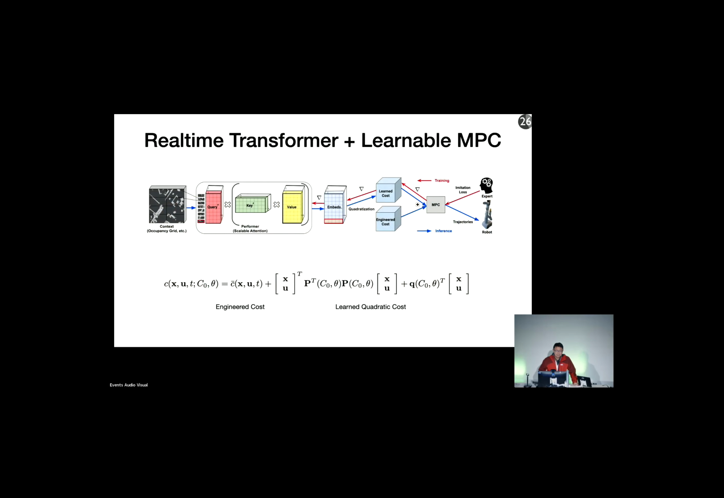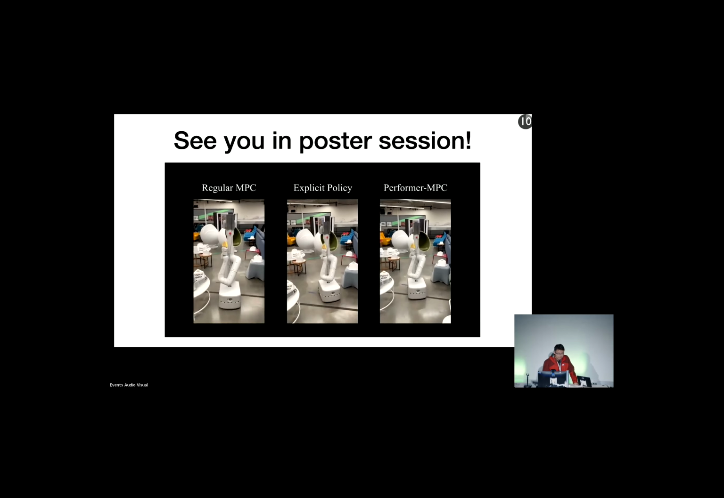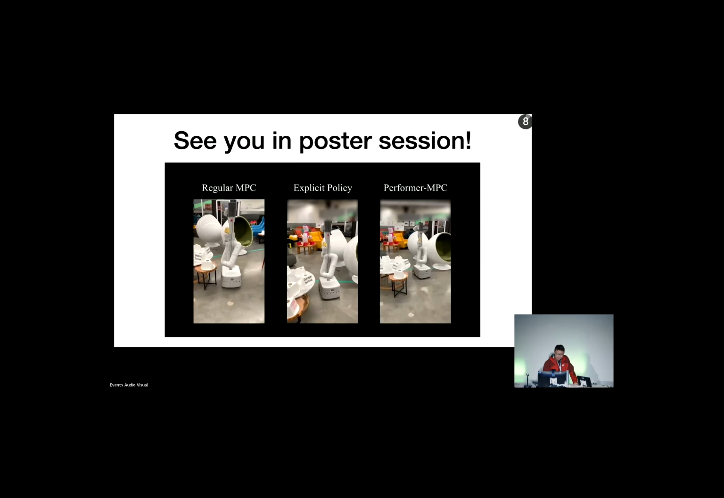So how do we do that? We use a Performer, which is a scalable attention transformer architecture. The inputs are context information, such as an occupancy grid, and the outputs are costs, which are then fed into a learnable model predictive control framework.